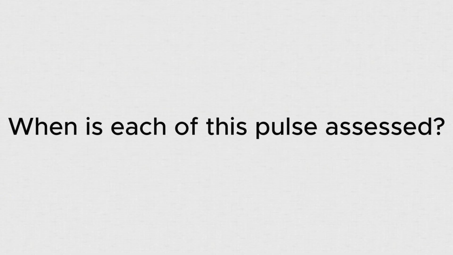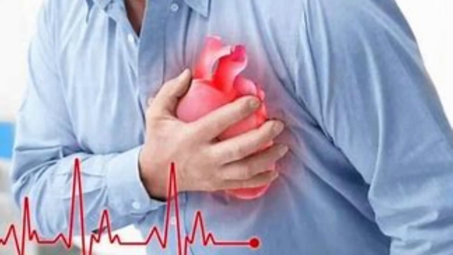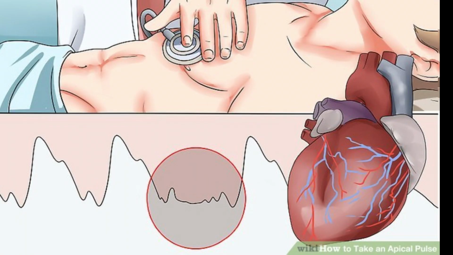Lastly, we're going to look at when it is appropriate to assess each of these pulse sites. The temporal pulse is usually assessed in the diagnosis of temporal arteritis. The carotid pulse is usually assessed during physiological shock or cardiac arrest when other sites are not palpable. The apical pulse is assessed when the radial pulse cannot be palpated, for example, if the radial pulse is irregular.